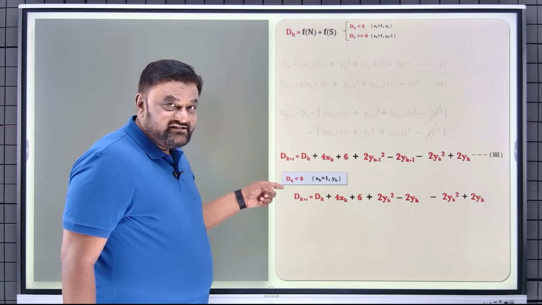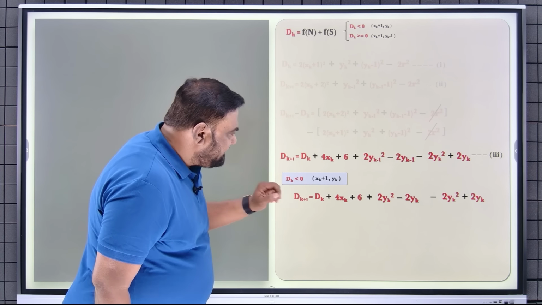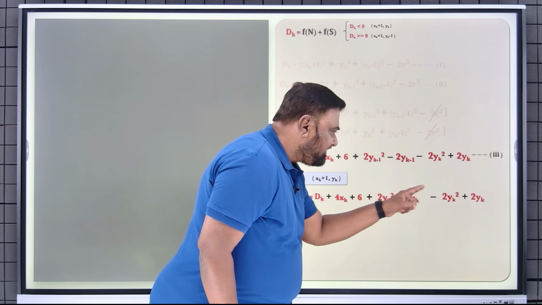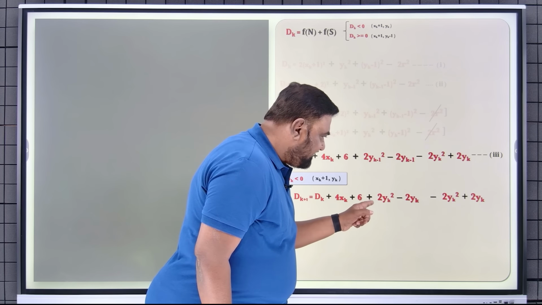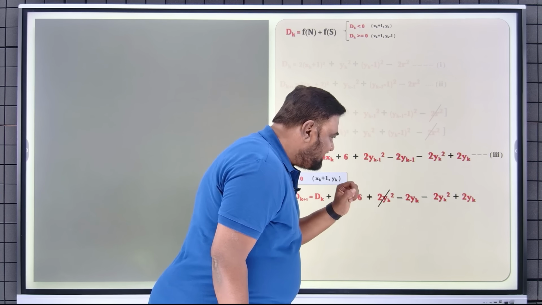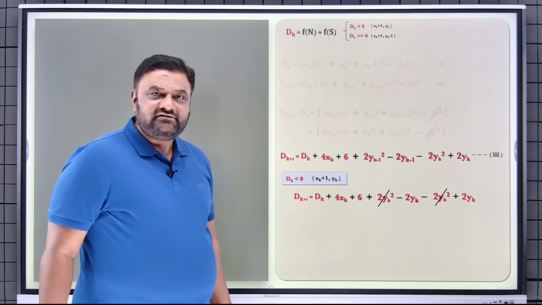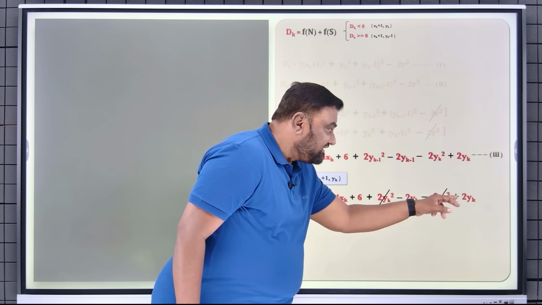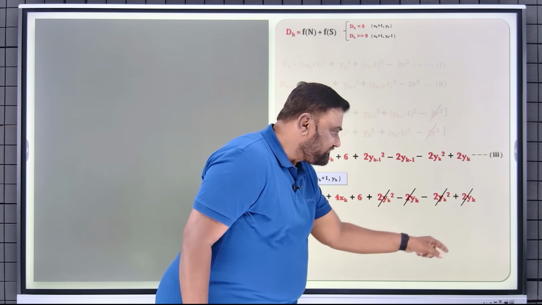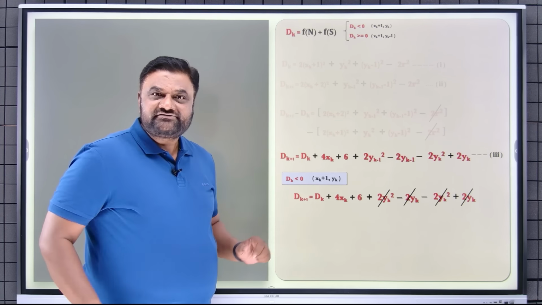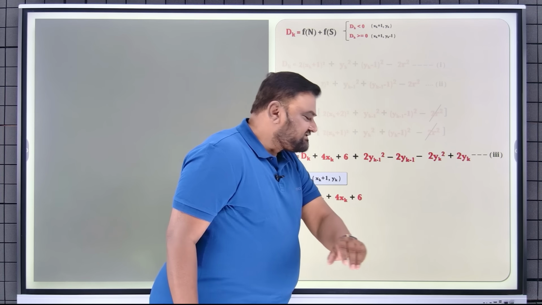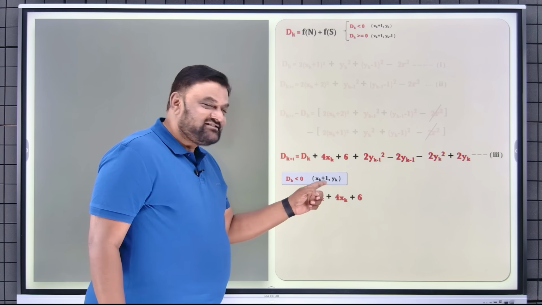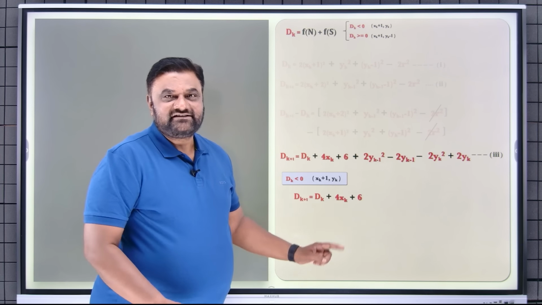When dk is less than 0, in this, if you observe, this 2yk square minus 2yk square, we can cut it off. Let us bring it closer. Cut off this one and cut off this. Then one more, minus 2yk and plus 2yk, this will also cut off. Entire thing is gone. Remove this. What is remaining? dk plus 1 is equals to dk plus 4xk plus 6.